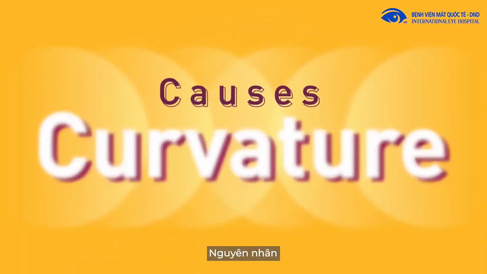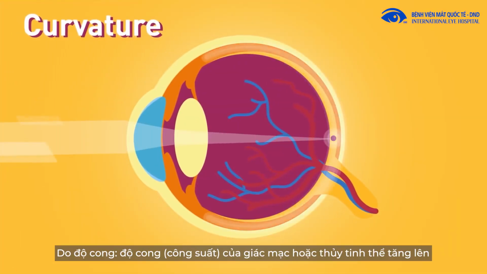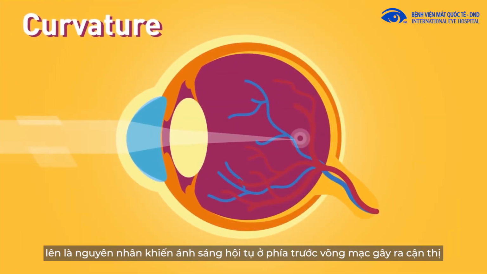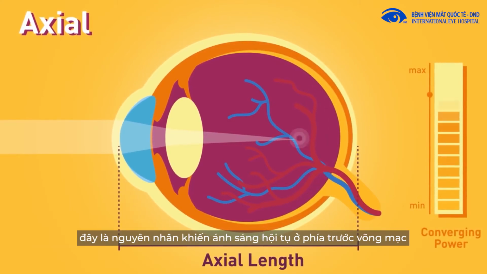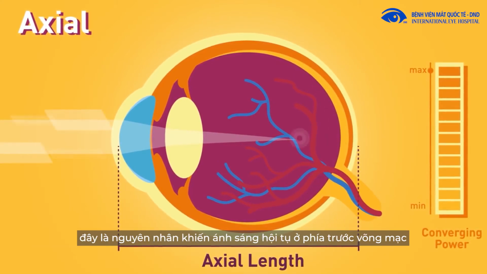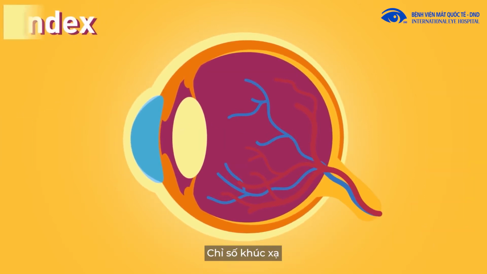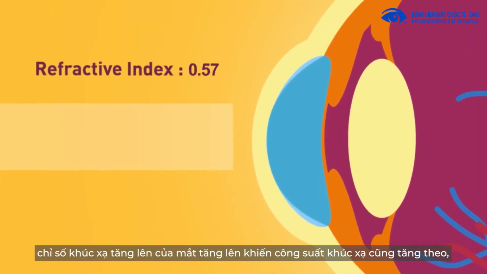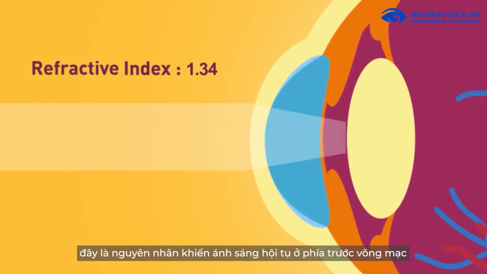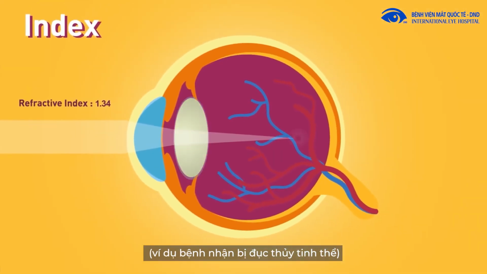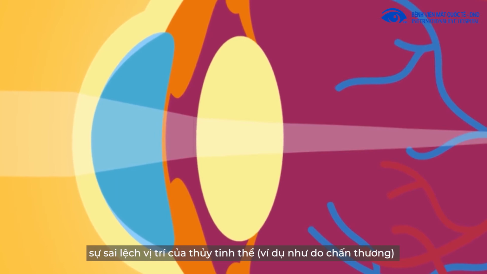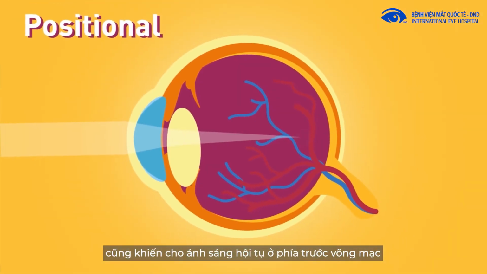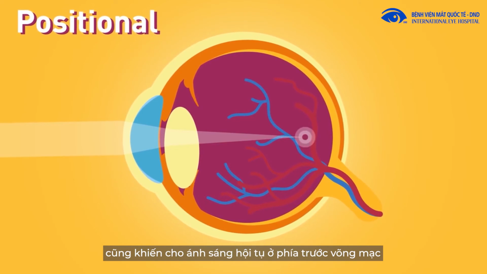Causes. Curvature. Increase of curvature of the cornea or lens causes light rays to be focused in front of the retina and hence myopia occurs. Axial. Increase in axial length of the eye increases the converging power and causes light rays to be focused in front of the retina. Index. Increase in refractive index, i.e. light bending, focusing power of the lens, for example in cataract. Positional. Anterior displacement of the lens, e.g. after trauma. This again causes light rays to be focused in front of the retina.